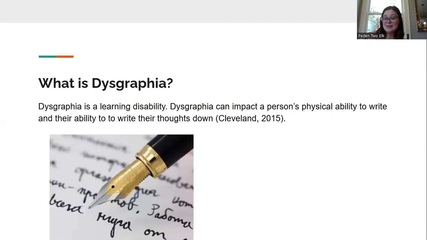Dysgraphia is a learning disability. Dysgraphia can impact a person's both physical ability to write and their ability to translate their thoughts from their head to paper.